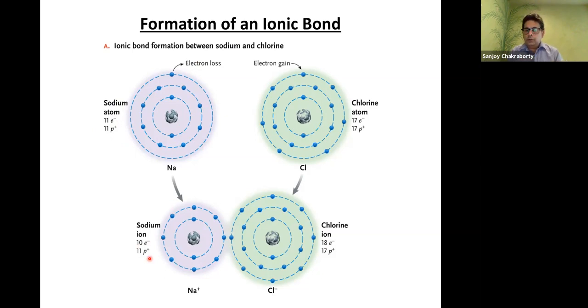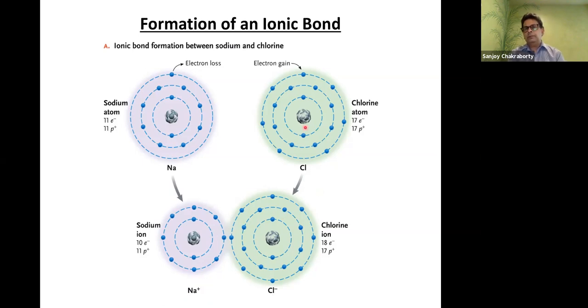So once they lose 1 electron, but they have 11 protons, the 10 electrons will neutralize the charge of 10 protons, but 1 proton will remain standing. And that's positively charged. That's why it's called Na+. So now we call them an ion. We call it a sodium ion.